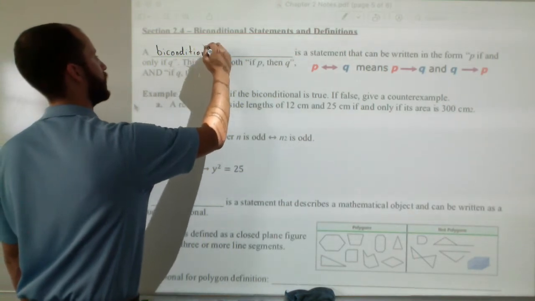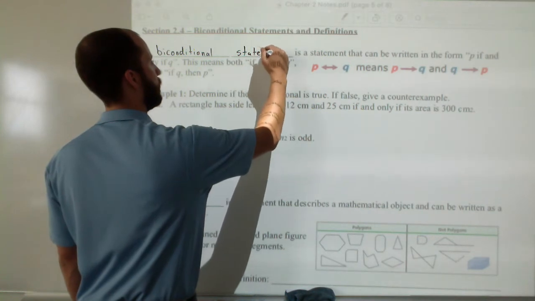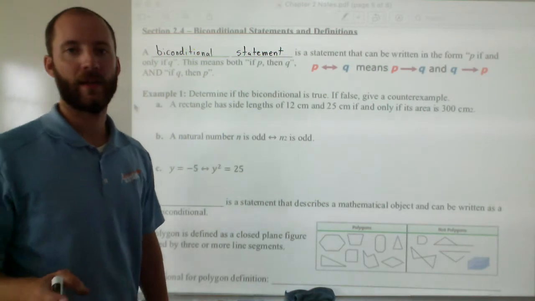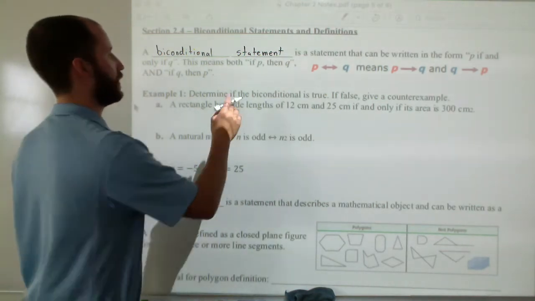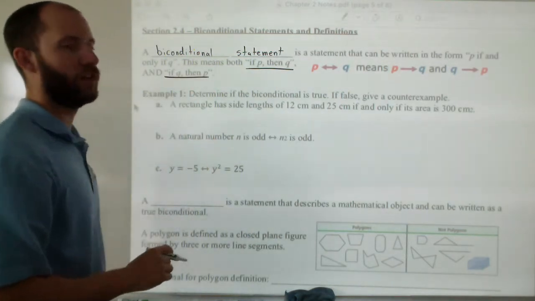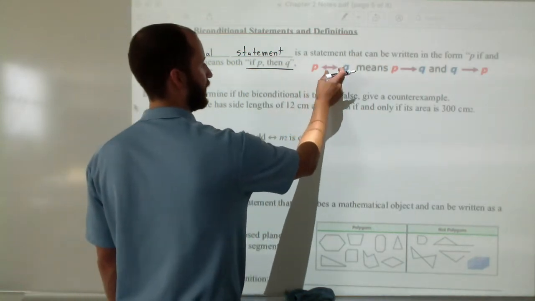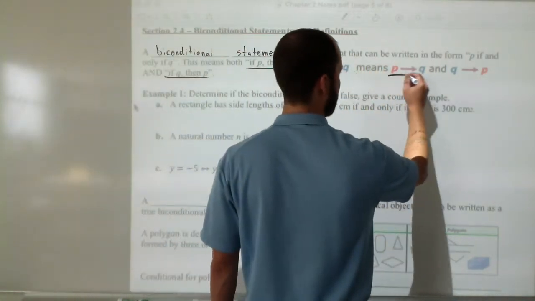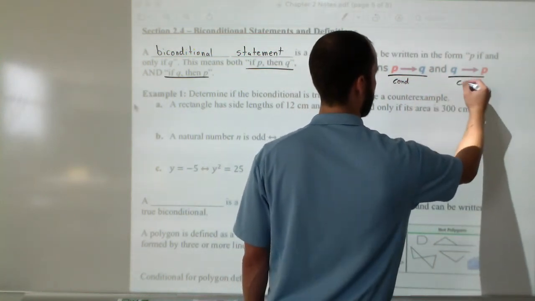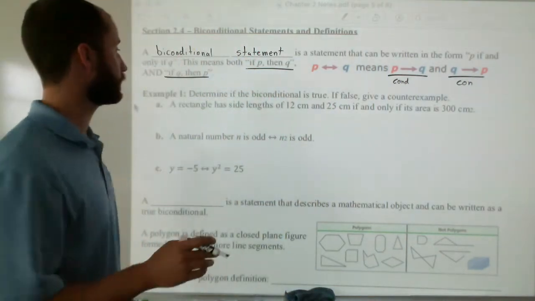So a biconditional statement can be written in the form P if and only if Q. That means both if P then Q and if Q then P. So you need the conditional and the converse. The notation we use for that is a double-sided arrow. It means if P then Q, the conditional, and if Q then P, the converse. You need both of those to be true.